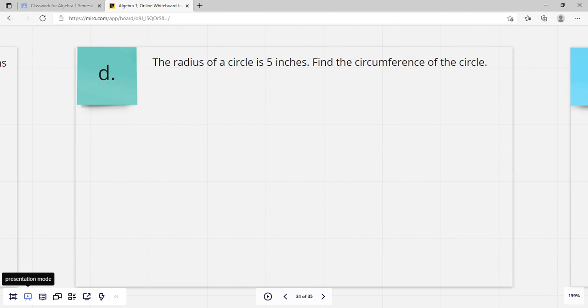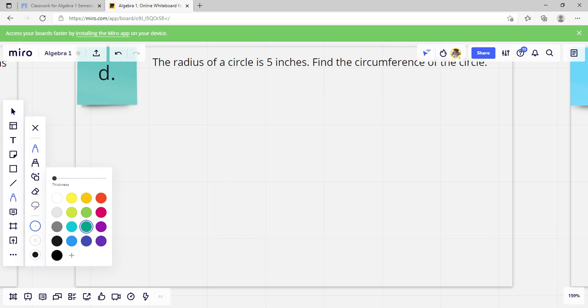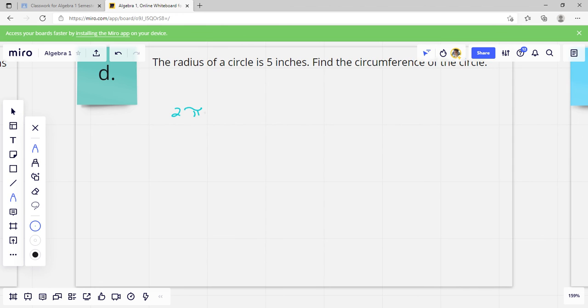The radius of a circle is 5 inches. Find the circumference of the circle. All right, so this is one where we have to work backwards. And now we know our formula is 2 pi r, okay? C equals 2 pi r. And it says our radius is 5 inches. Oh, no, we don't have to work backwards. We're finding the circumference. This one's easy.